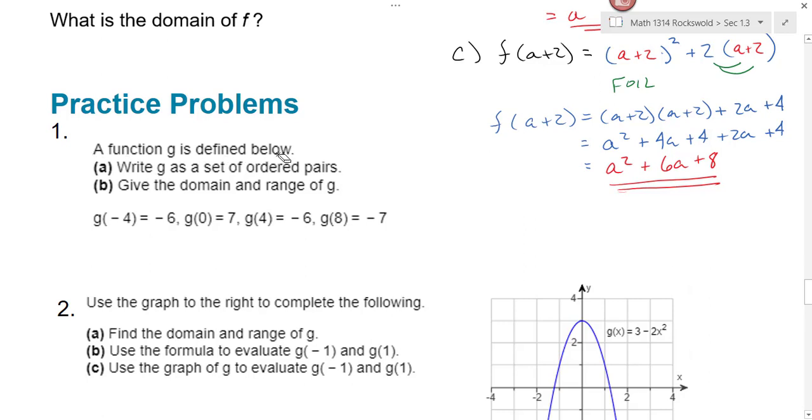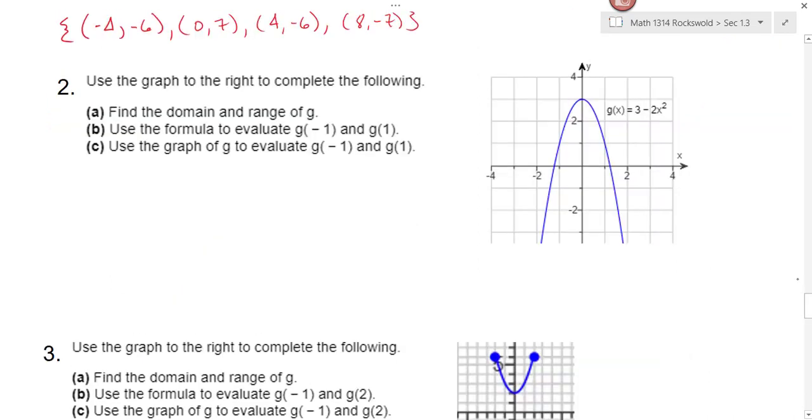A function g is defined below. Write g as a set of ordered pairs. We're told that g of negative 4 is equal to negative 6. How would I write that as an ordered pair? What do I write first? Remember, ordered pairs are in terms of x comma y. What would I use for the x value? And what would I use for the y value? Give me another point, and another point, and your final point. Whatever's in parentheses on the name of the function is the x. Whatever that function name is equal to is the y.